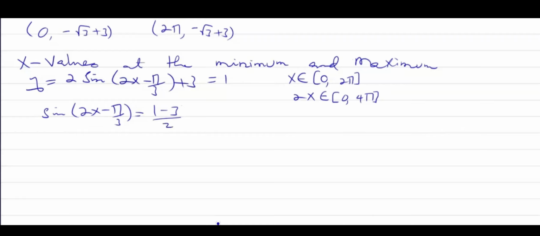So that's -1. That gives us 2x equals sine inverse of -1, so that gives us 3 pi over 2. And add 2 pi to this, so that's going to be 3 pi over 2 plus 2 pi, which is 7 pi over 2.